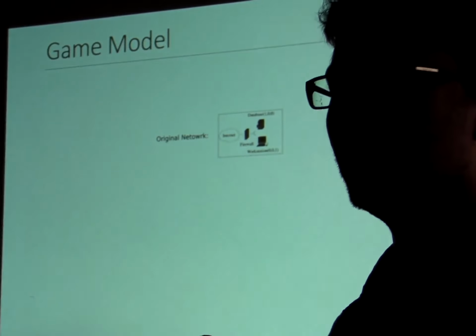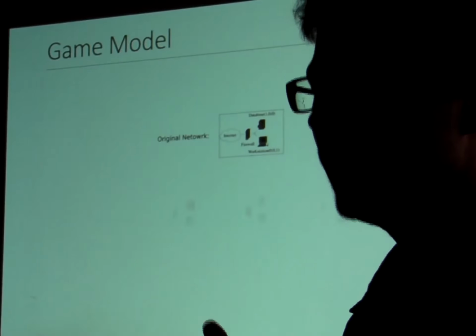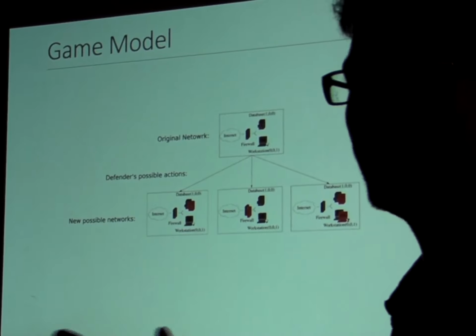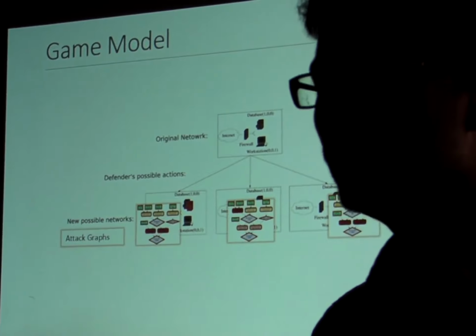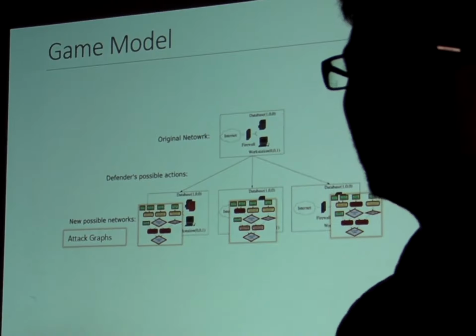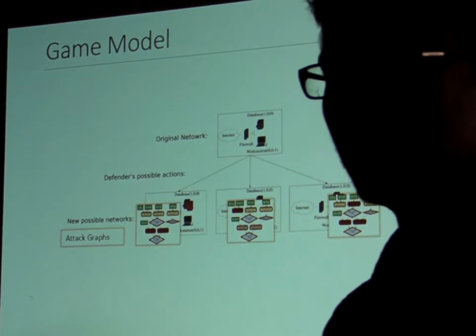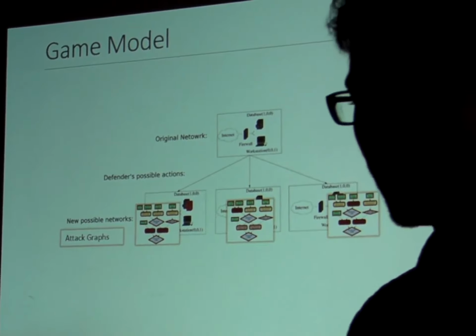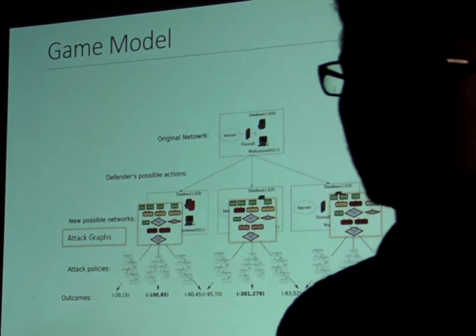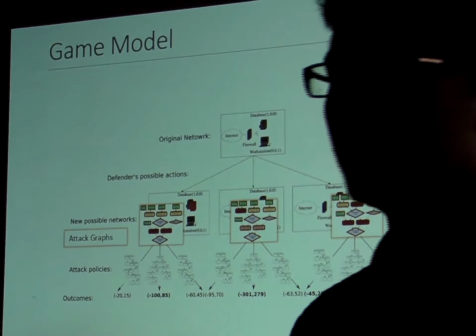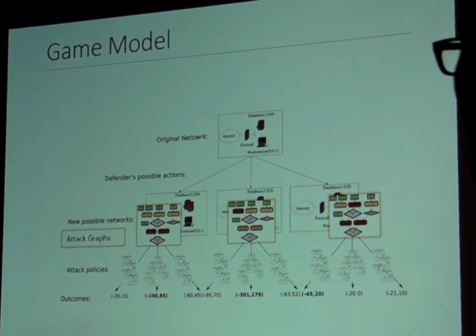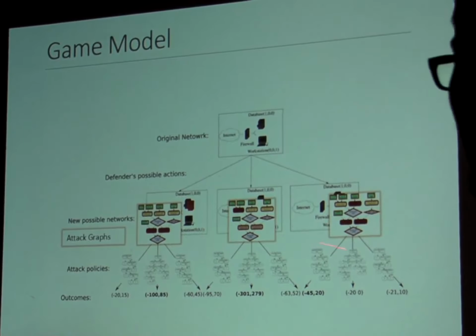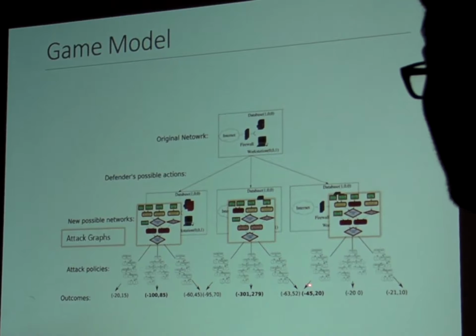So there is the real network of the defender. He tries all possible allocations of the honeypots. For each new network with the new honeypots there, we generate the attack graph, and from that attack graph we generate the optimal attack policy for the attacker. And so by backward propagation, we know that the defender wants to maximize his utility.